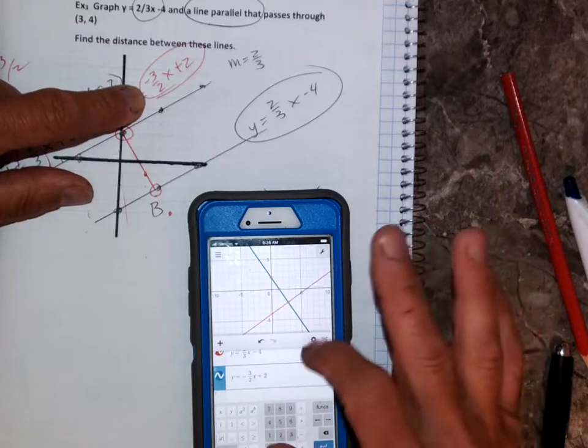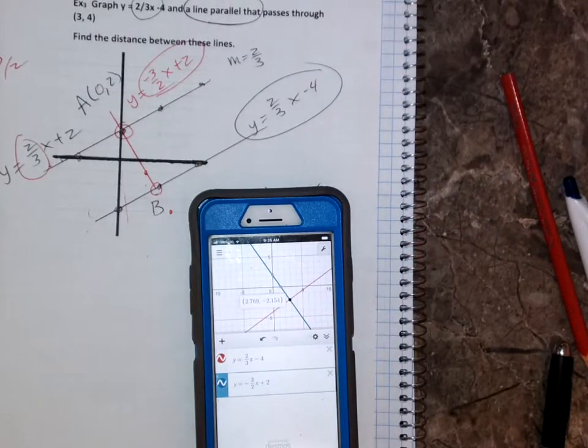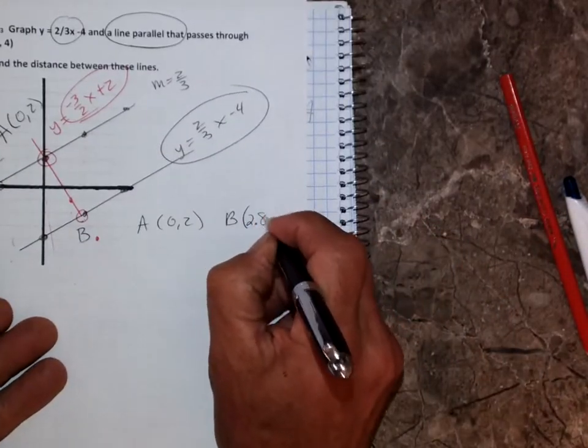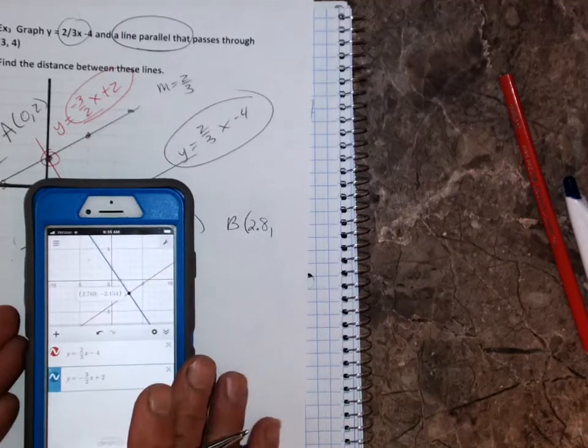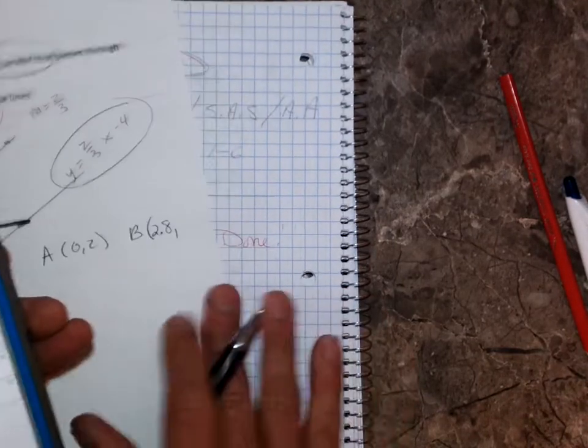Okay, so where do they intersect? Right there. And we'll round it to about 2.8. So point B is about 2.8, comma, about -2.2 if I round it.